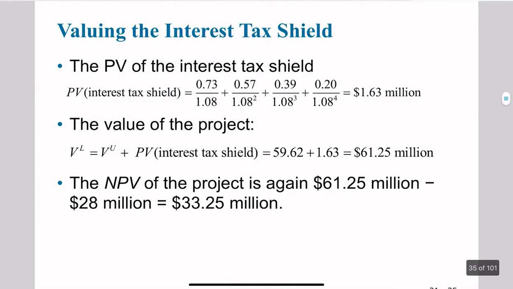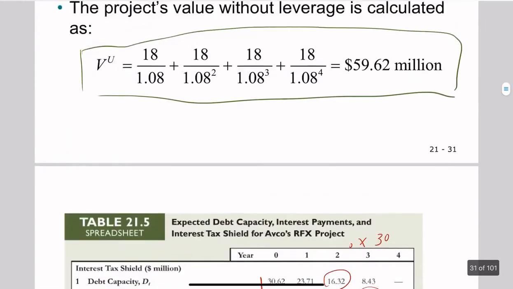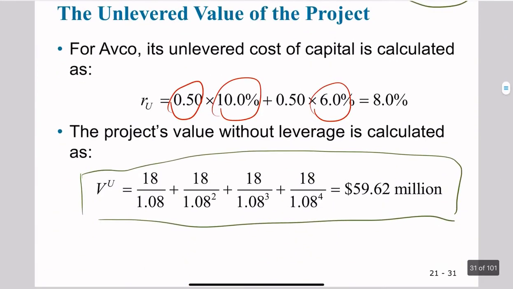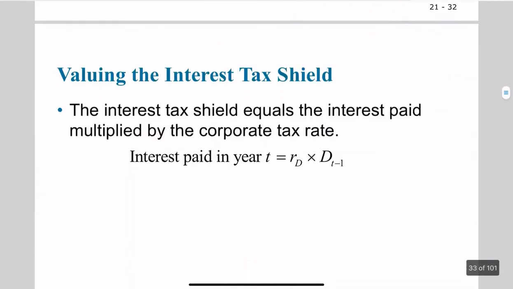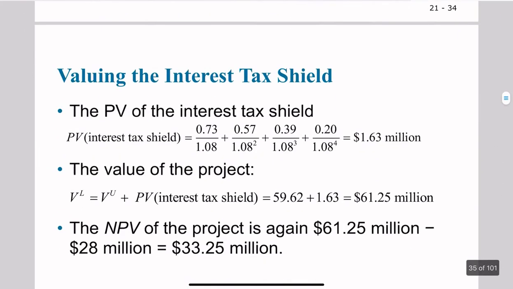Okay, now what is the firm's unlevered cost of capital? Well, we have calculated it, right? We have found out its unlevered cost of capital is 8%. And we have these four cash flows. So our task now is quite simple. We just use the 8% to discount these four cash flows, right? Which means we will have this number. So it's $1.63 million.